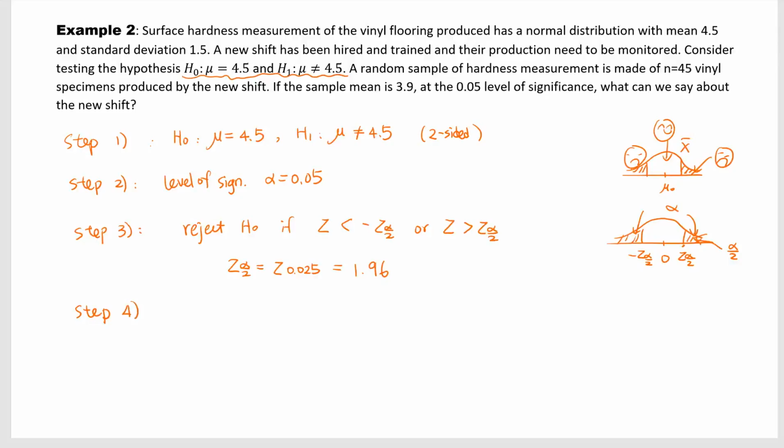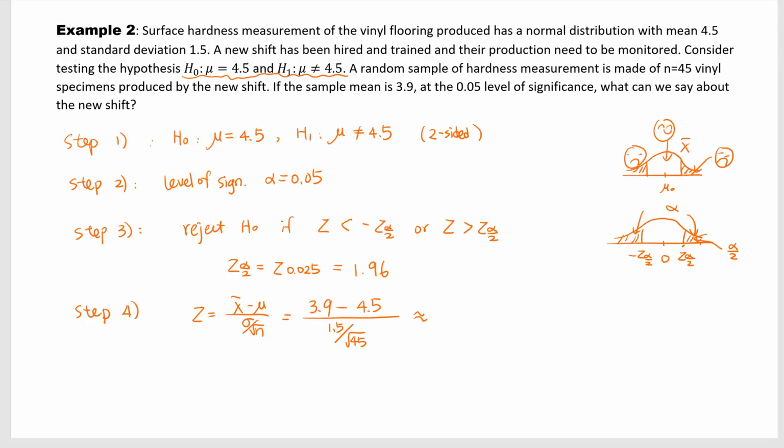Step 4, we're going to calculate. So z is x bar minus mu over sigma over square root of n. X bar is the sample mean, which is 3.9. So 3.9 minus mu, mu is 4.5, over sigma, sigma is 1.5, over square root of n, n is 45. Okay, so plug this in our calculator.